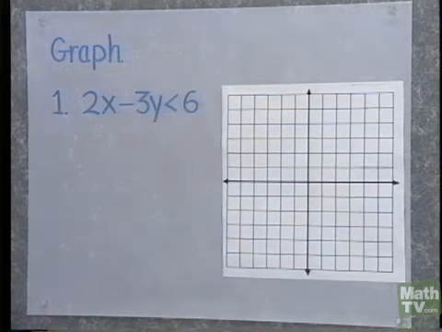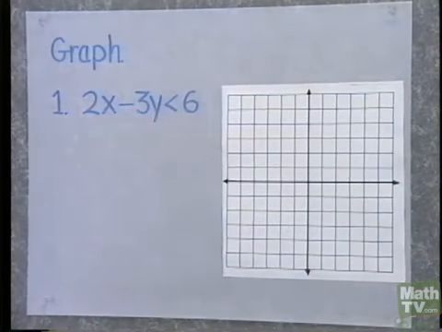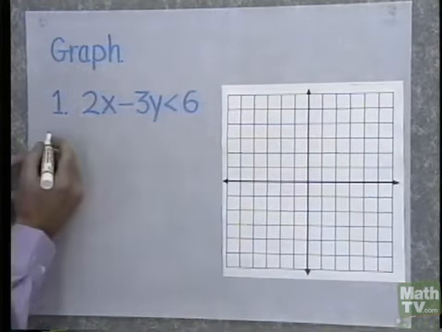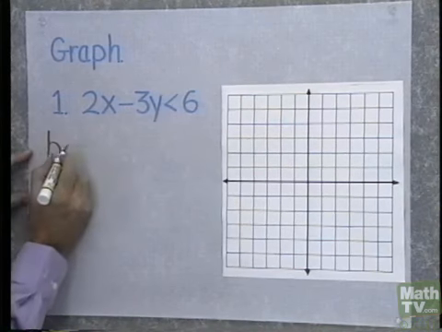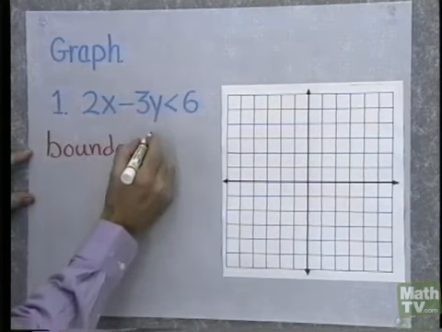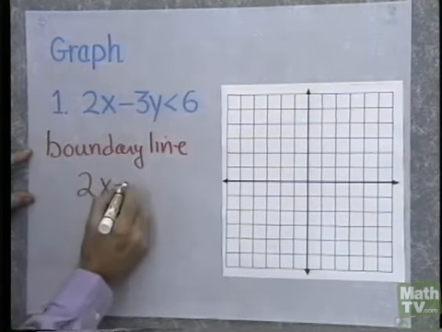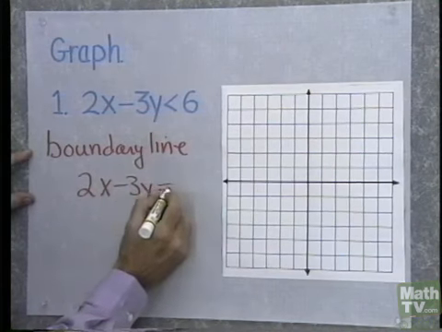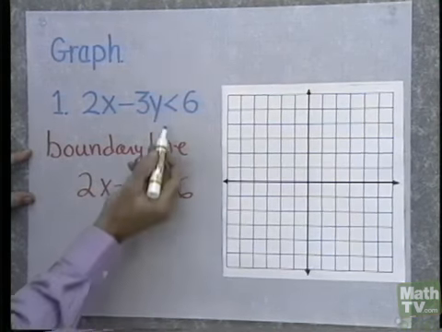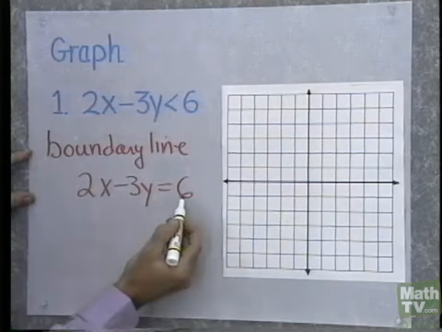I want to graph 2x minus 3y is less than 6. So 2x minus 3y is less than 6. And first of all, the boundary. The boundary line is 2x minus 3y is equal to 6. So I replace the original inequality symbol with an equal sign. Now this is the boundary and I'm going to graph it.